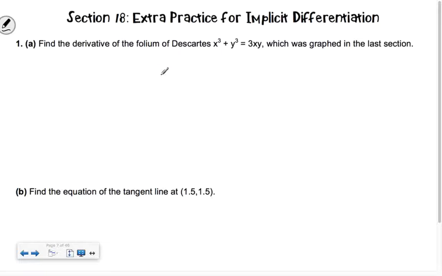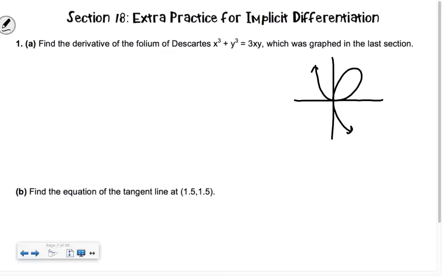All right, so it says find the derivative of the Folium of Descartes, which was graphed in the last section. If you remember, you had this little sketch, and it looked like this. Do you guys remember that? All right, so we're finding the derivative of it.